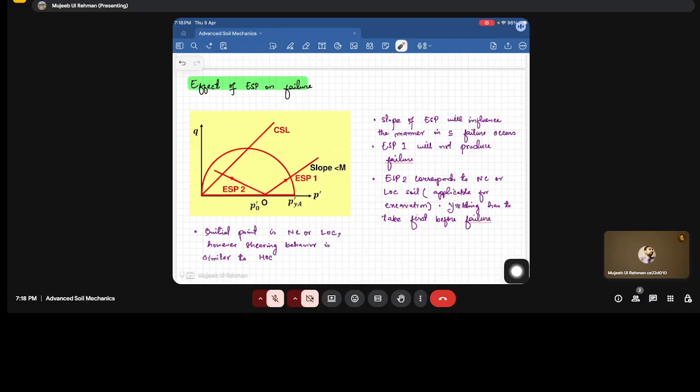Yielding has to take place first before failure. So what will happen is that it will first go here after touching the yield surface, it will start to yield and reach the critical line. So the initial point is NC or LOC. However, shearing behavior is similar to HOC. So sometimes we will get this behavior even for the NC or LOC soils depending upon the ESP, like how we are maintaining how we are loading the sample. Fine. How we are actually applying the sigma 1 and sigma 3 on the sample.